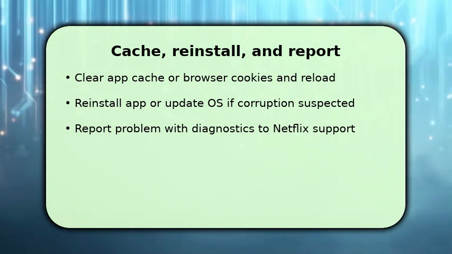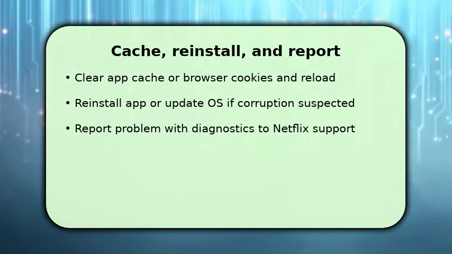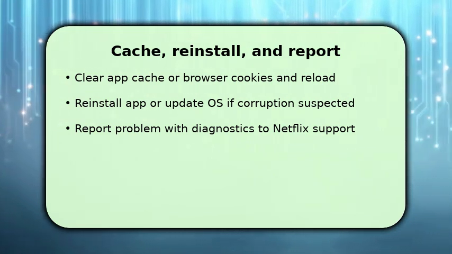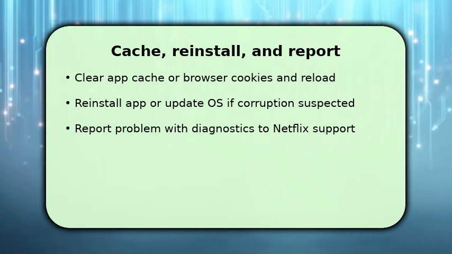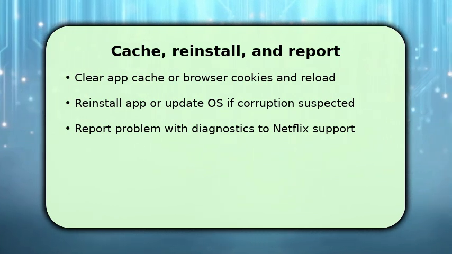If subtitles remain absent, collect the title, timecode, device, and language, then report using Netflix's help call or send diagnostics so engineers receive logs. One key tip: test on a second device before reporting to isolate the issue.